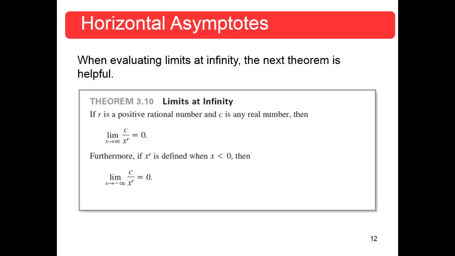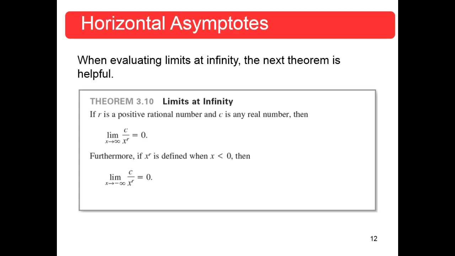Okay. When evaluating limits at infinity, the next theorem is helpful. This is theorem 3.10. If r is a positive rational number and c is any real number, then the limit as x approaches infinity, now remember, r is a positive rational number, of some constant c divided by x raised to the r power, that's going to 0.